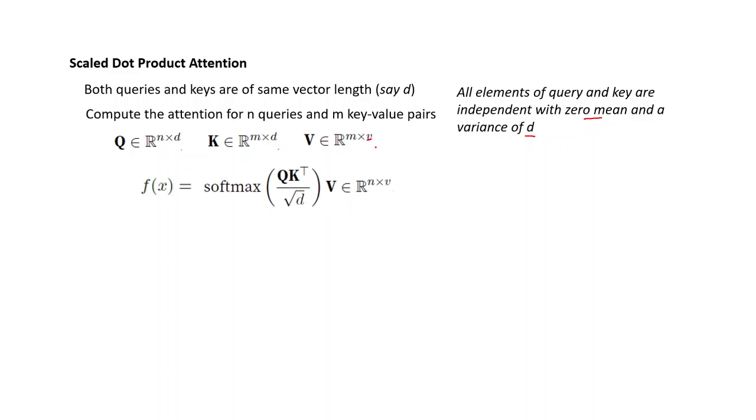And your attention scoring, the attention pooling function, will look like this. We'll have to take a summation, of course. So this will look like this. And this is your attention scoring function, which is the scaled dot product attention.